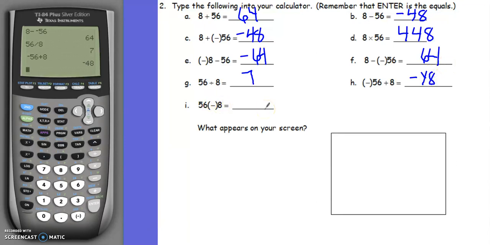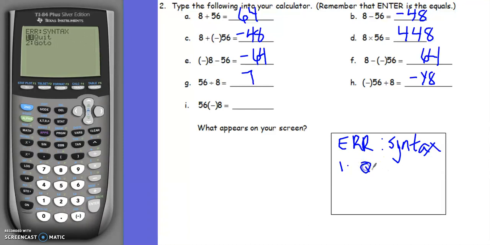Alright, 56 negative 8. Now we're going to hit enter. Now it says what appears on your screen. Well, we get this message here. We have error. ERR means error. That means that I did something wrong. So we either have to quit or we have to go to. This does not have an answer because there's no operation between this. So right now, this is not a valid problem. That was supposed to be a question mark, but that does not look like a question mark. Let's try that again. There we go. That looks a little better.